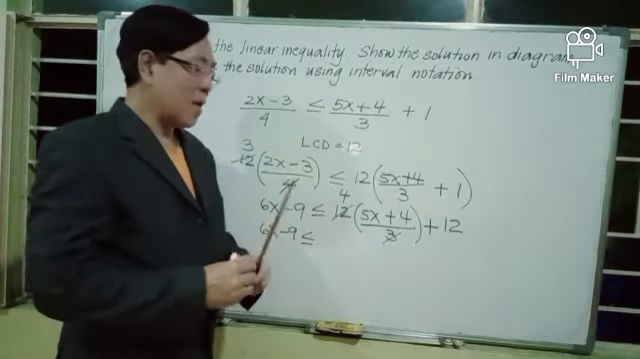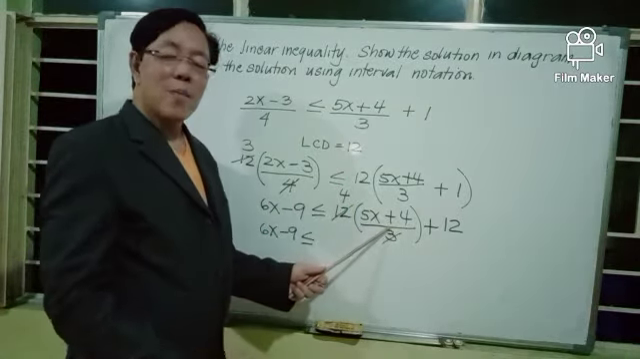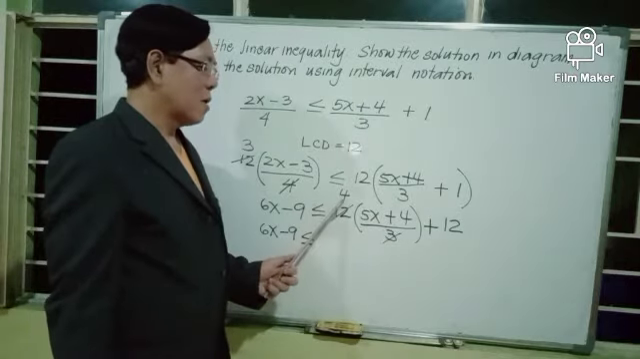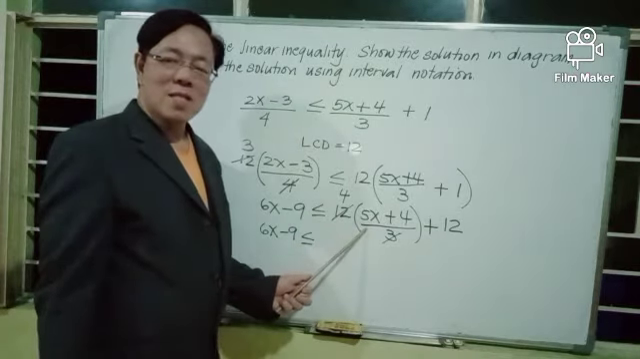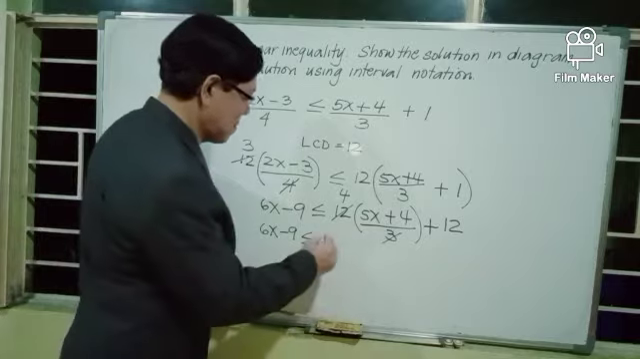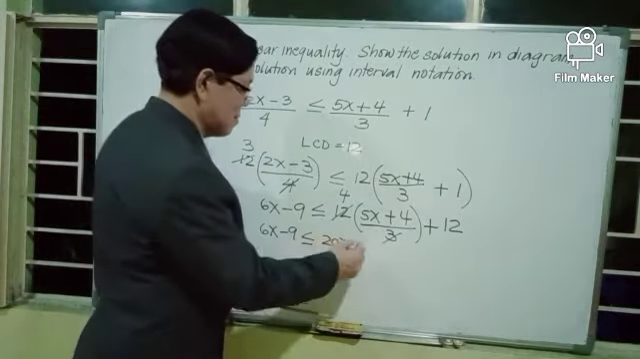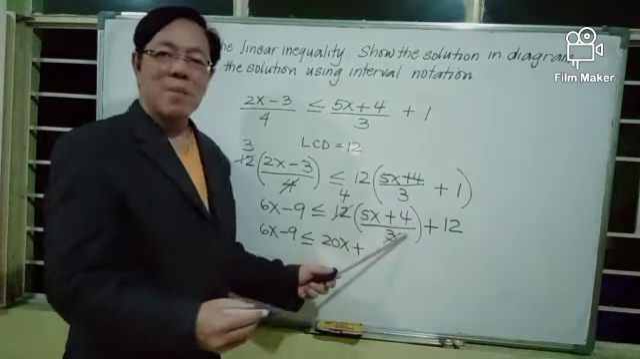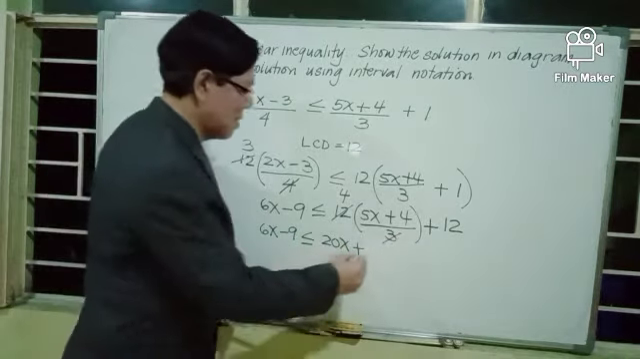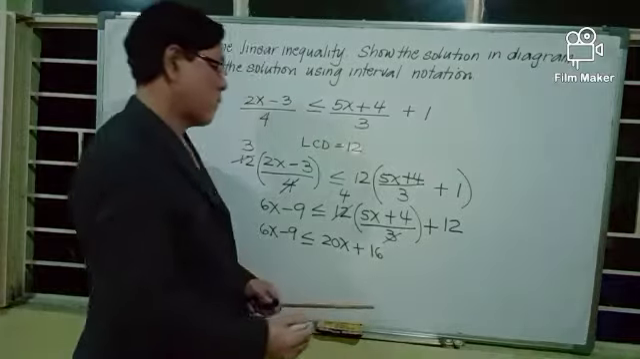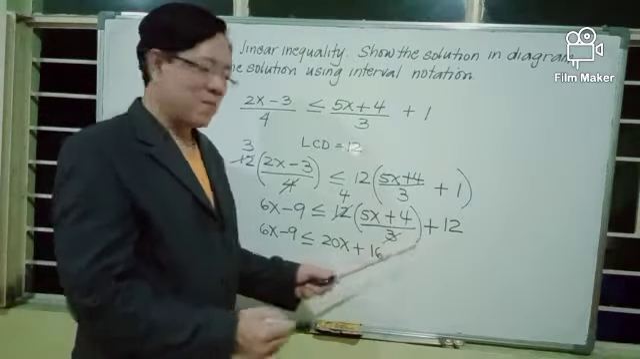And we multiply each term of this sum or binomial by 4. 4 multiplied by 5x is 20x. Plus 4 multiplied by 4 is 16. Plus 12.